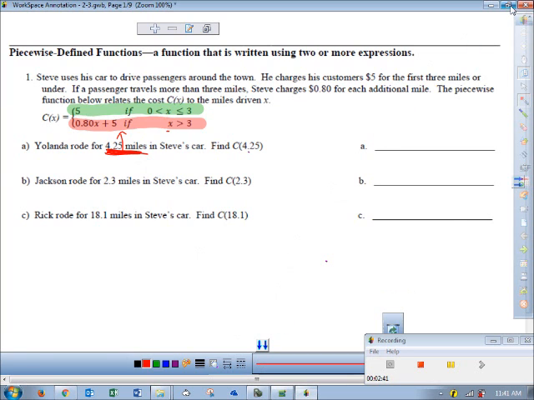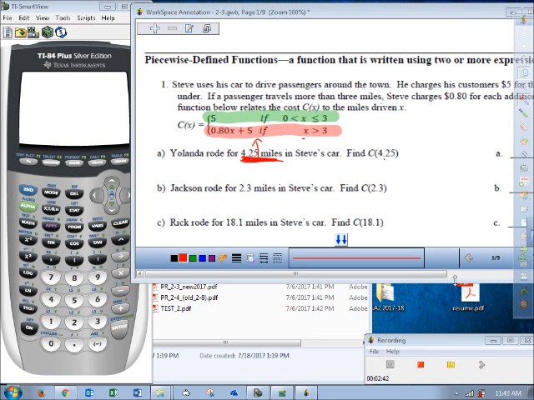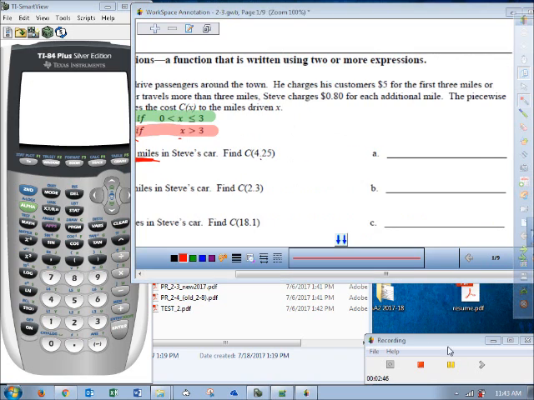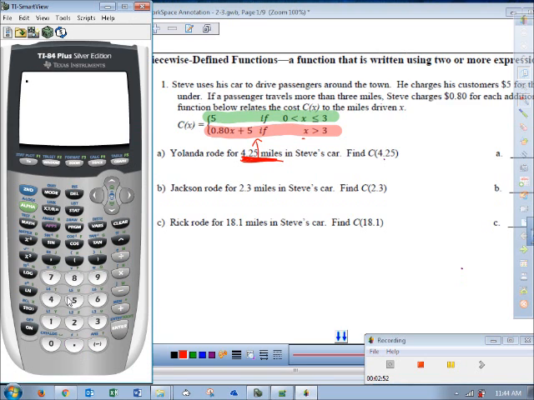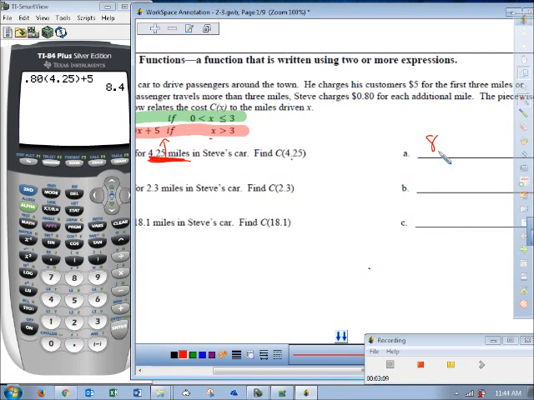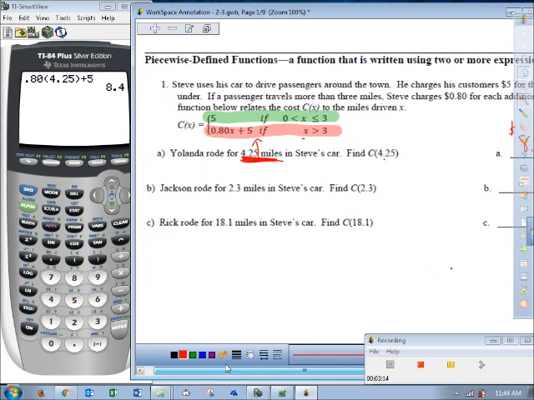So it's pretty simple right now. We just go ahead and punch this straight into our calculator. I need to put 4.25 in for x into the red function, so I'll take 0.80 times 4.25 and add that 5 to it. And it would cost Yolanda $8.40 for that ride right there, so we'll put that in blank A, $8.40. The trick to this is just figuring out which piece of the function you need to be in.